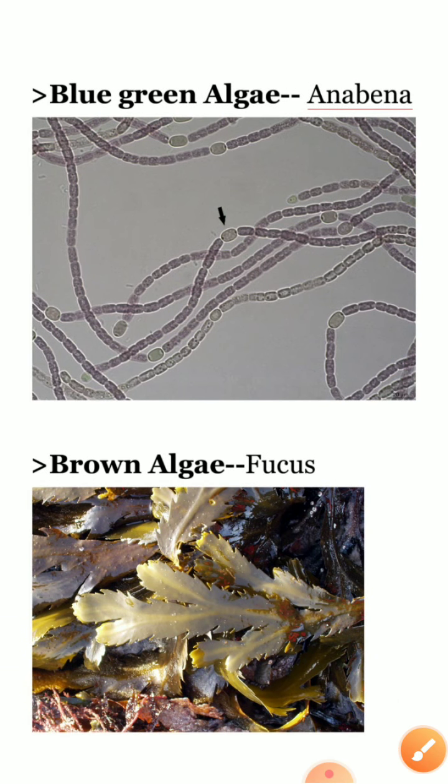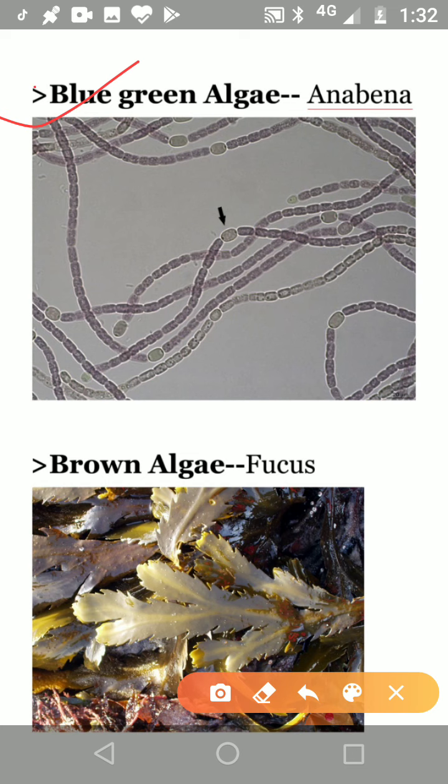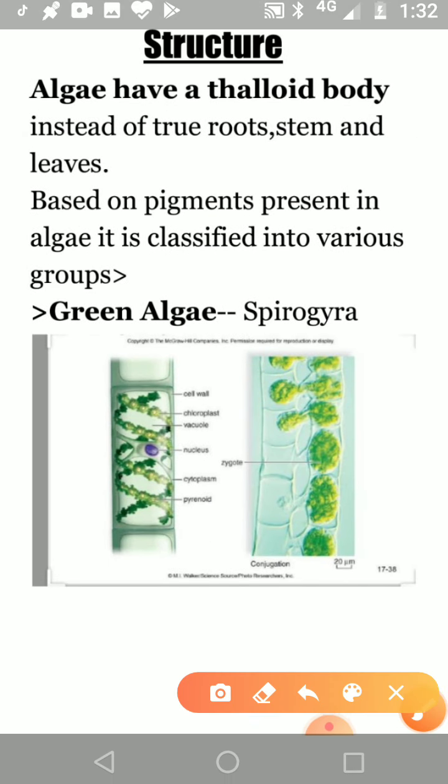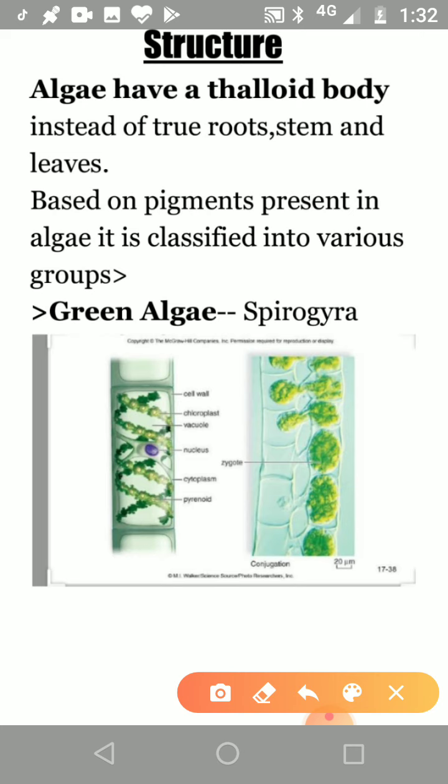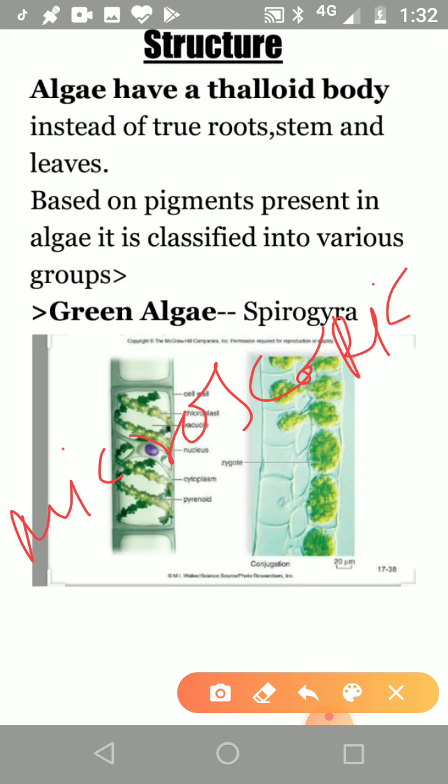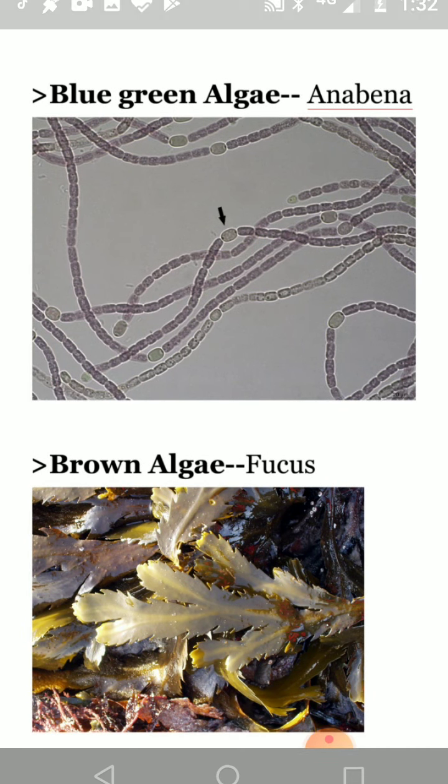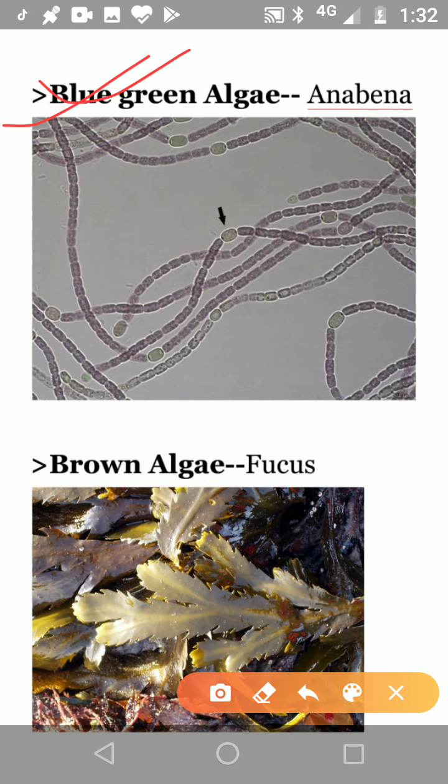Now the next is blue-green algae. It is Anabena. So students, what I told you about this algae, Spirogyra, is that they are microscopic. It means that these organisms are microorganisms. Because they are microscopic, they can only be seen under a microscope. Likewise, this is blue-green algae, that is Anabena.